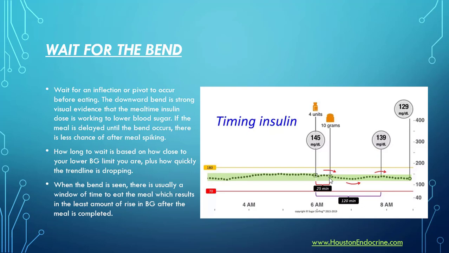So you would want to give the insulin ahead of the meal if you know you're going to eat, and you don't have to give yourself a ton. You can give yourself just enough to start seeing a bend, and that's the time when you can start to eat. There is a window of time to eat a meal right after the bend occurs, which results in the least amount of rise in blood sugar after a meal is completed. How long to wait really depends on what your lower blood sugar limit is, how quickly the trend line is dropping, and the situation that you're in. But this concept of waiting for the bend prior to eating is a good one.